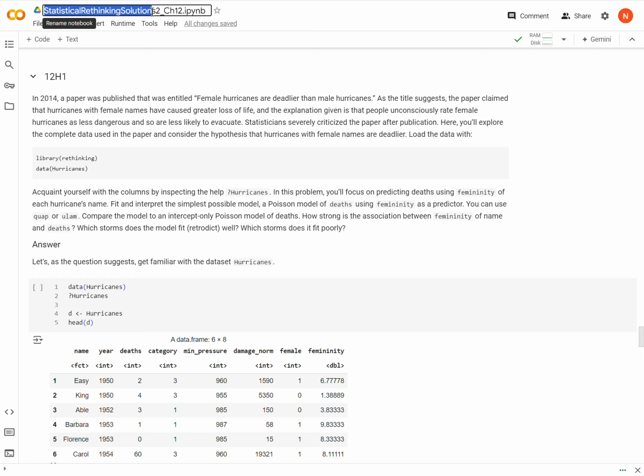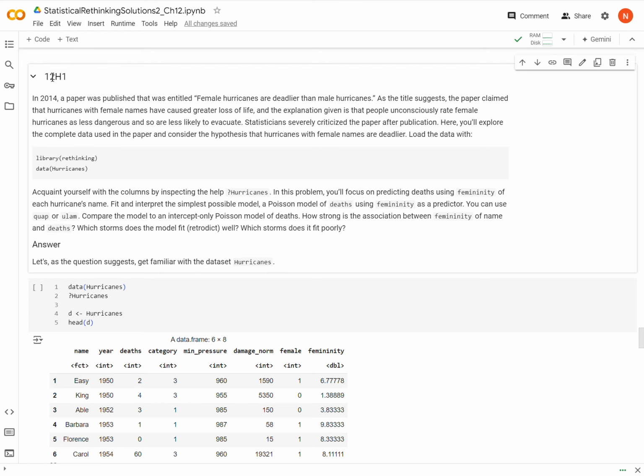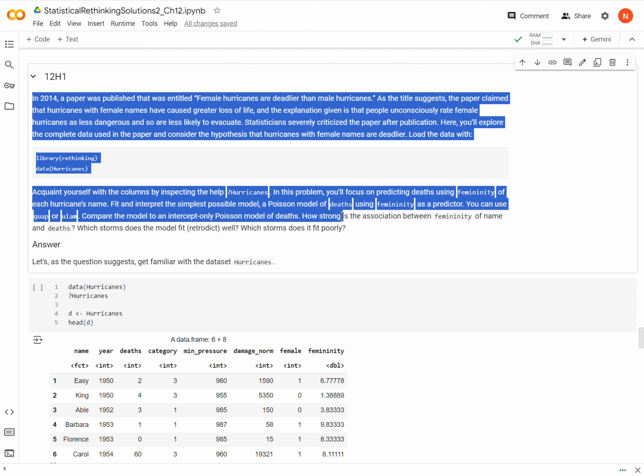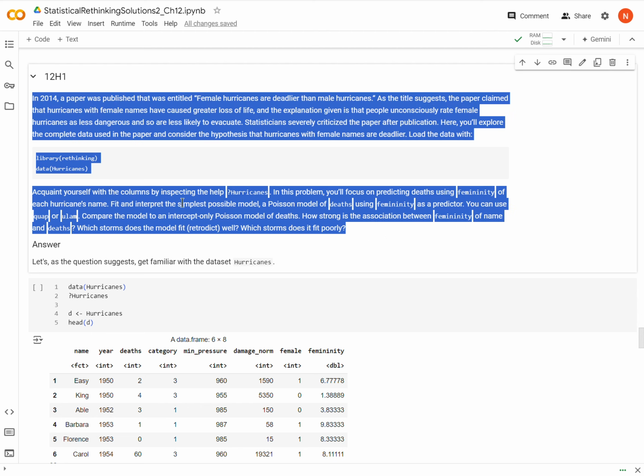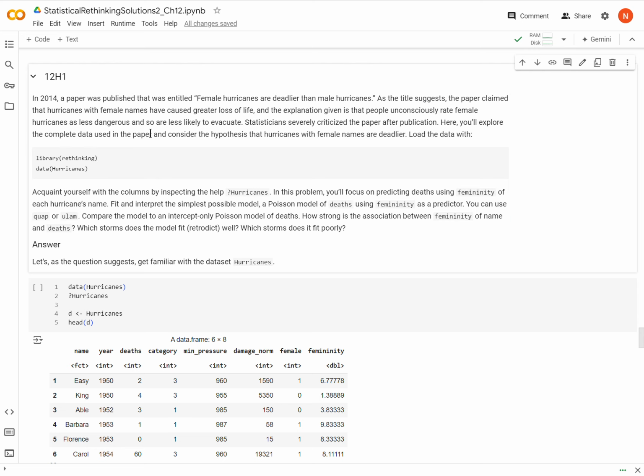Statistical Rethinking, second edition, chapter 12, and we're just starting the hard questions, so it's 12H1. All of this here is the question, so you can read it for yourself, and I'll give a summary. The idea is that we're looking at the data that was discussed in a paper called "Female Hurricanes Are Deadlier Than Male Hurricanes."